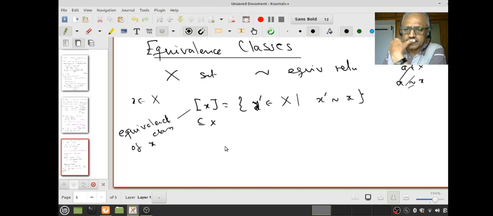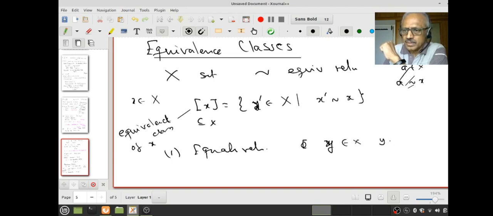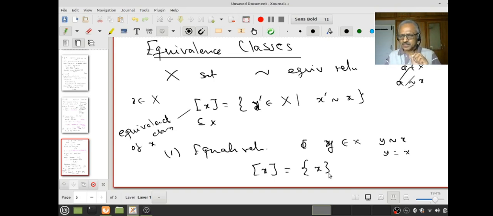Have you understood? Let's look at some examples of equivalence class. The first example is the equality relation. What are the equivalence classes? If Y is related to X in the equality relation, that simply means Y equals X. Therefore, this equivalence class is nothing other than the singleton X. Do you understand this? Please pay attention. This is a notation, an object we have defined, the equivalence class of an element. And we identified that it is the singleton set X.